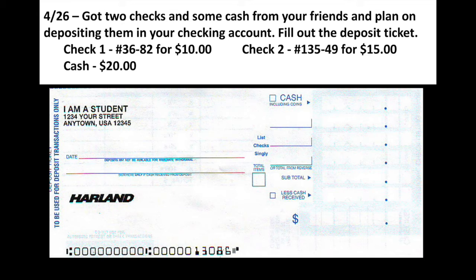checking account. Fill out the deposit slip. So you have all of this money that you're going to put into your checking account. And if you look, you have a check for $10, a check for $15, and you have some cash that you want to put in there. So just as a rough figure, you can see 10 plus 15 is 25, plus another 20 would be $45 that we're going to deposit.